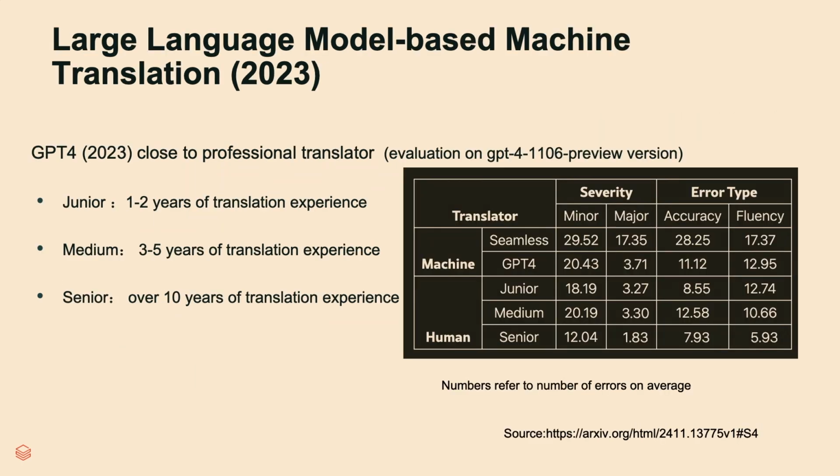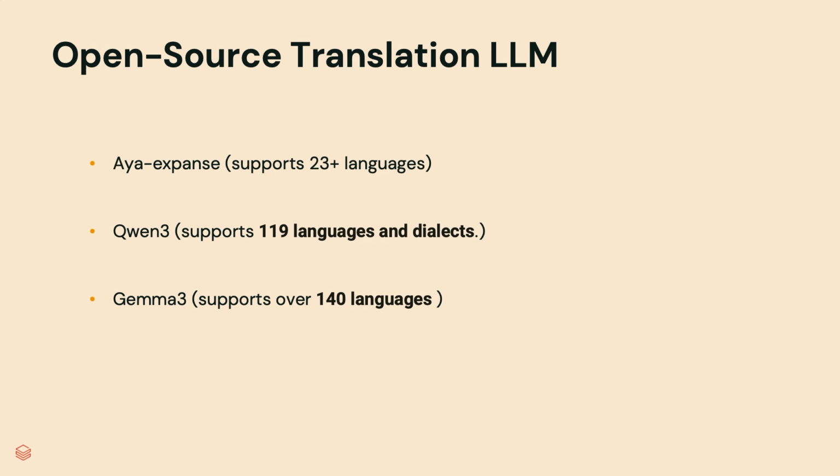In 2023, large language models totally changed the situation in machine translation. Here is a research report. People evaluated the translation from GPT-4 based on accuracy and fluency, and they found GPT-4's translation ability is very close to that of a human professional translator. It is still worse than a senior-level translator, but it's already comparable with a human translator. Here the score represents the errors found during the evaluation, so the smaller the error, the better the evaluation result. And today in the open source community, there are also many good public LLMs. They can support over 100 languages.